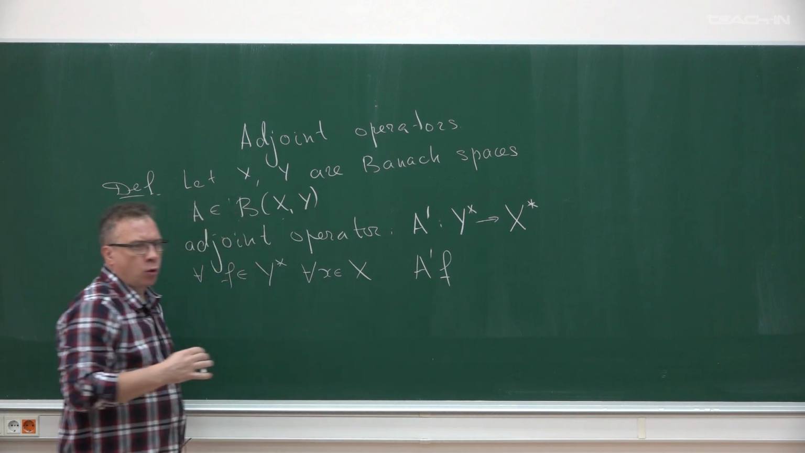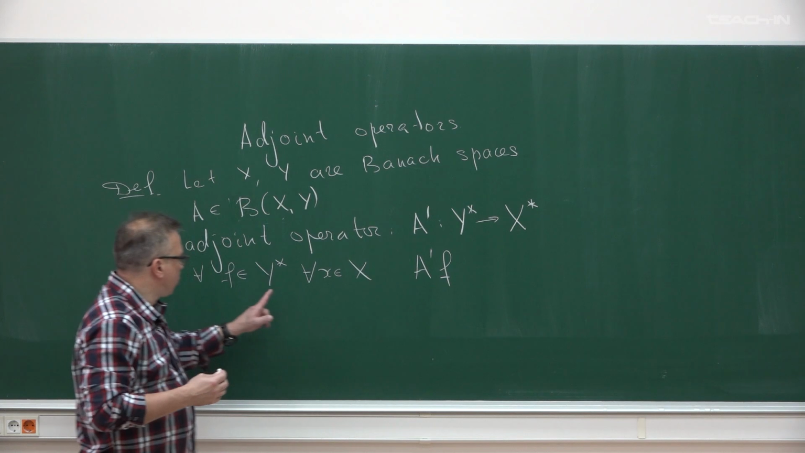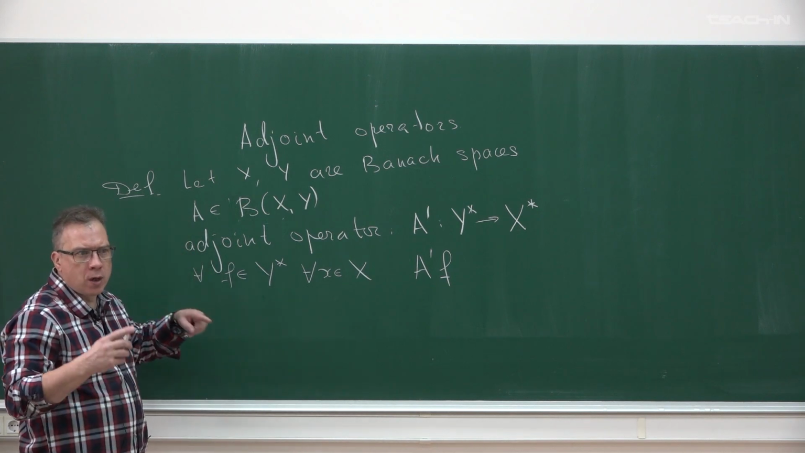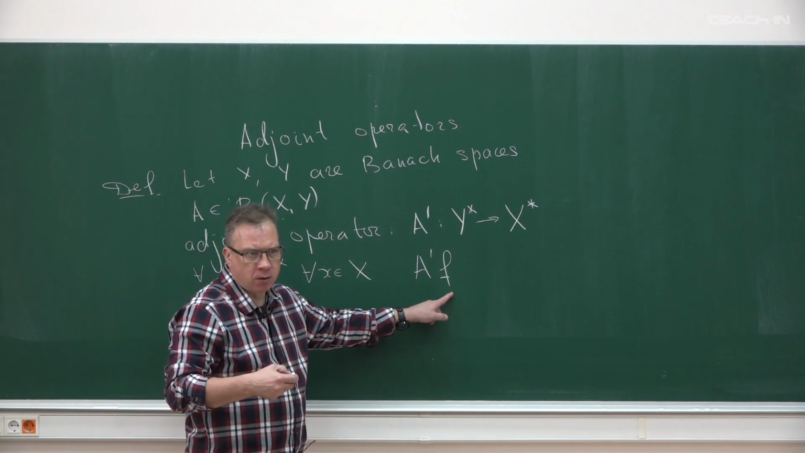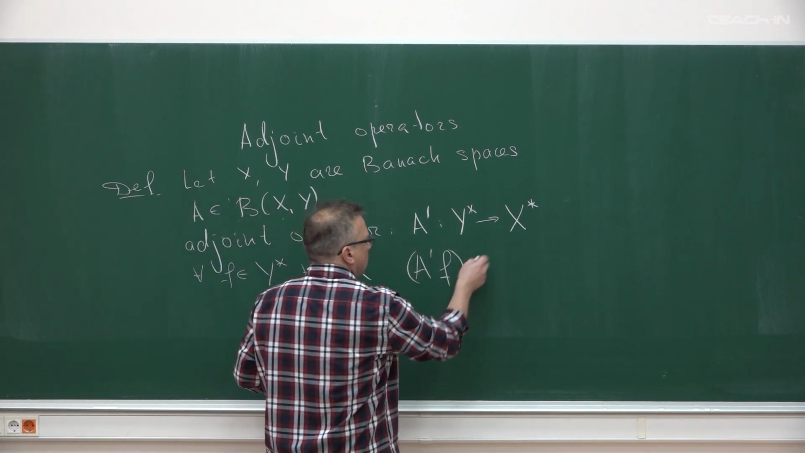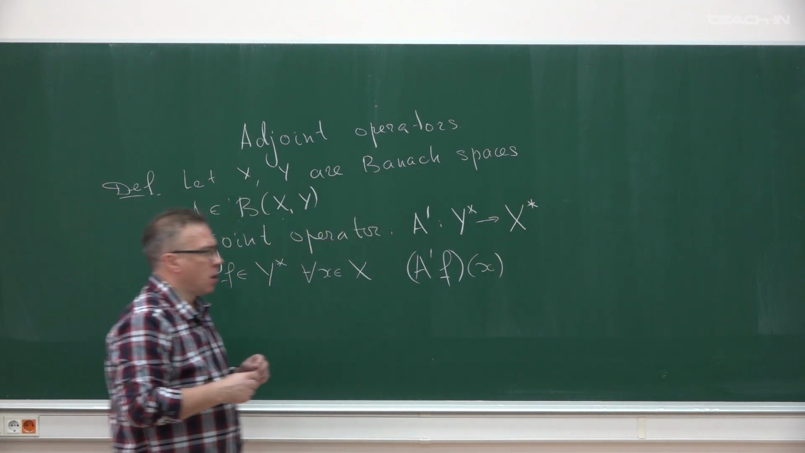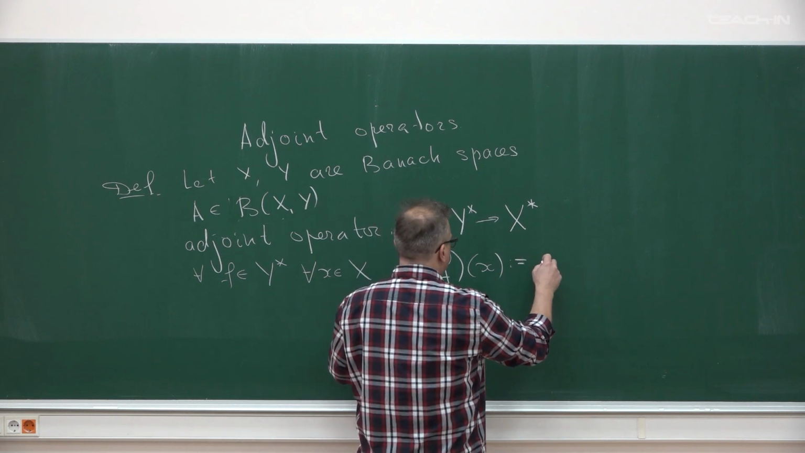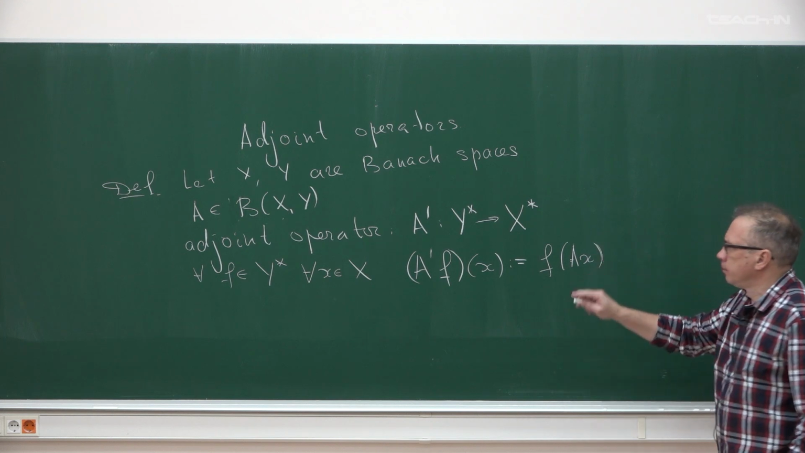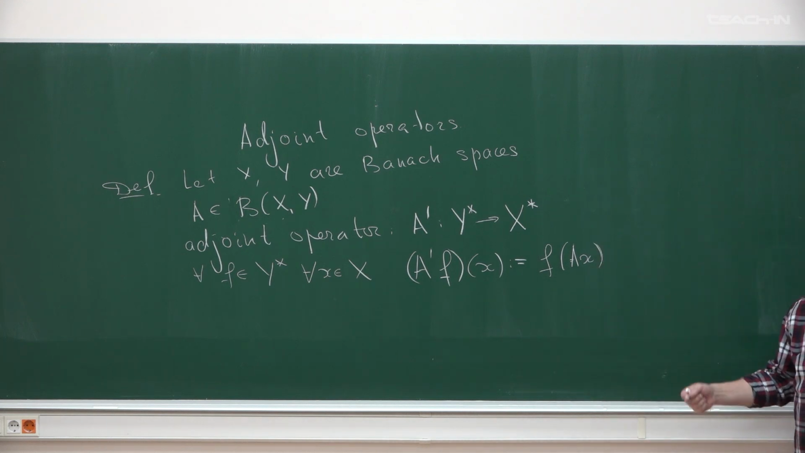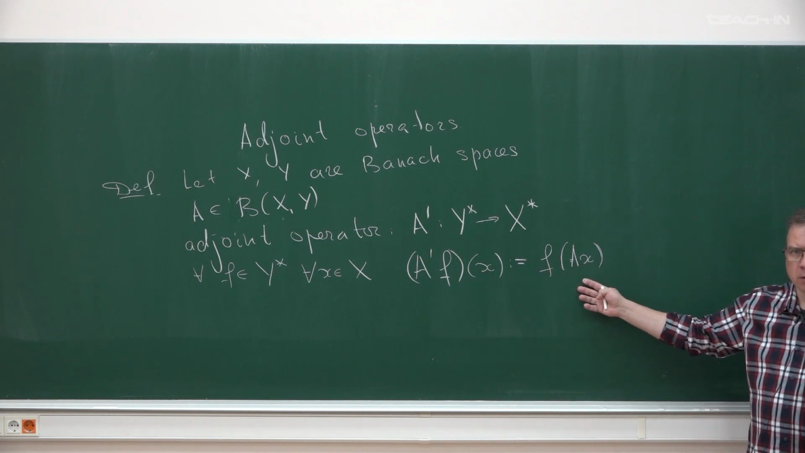let's understand what happens. We act by the operator on the functional f, which belongs to Y star. So we go to X star. So it is a new functional from X star. And we can act by this functional on the element x. And the definition is that it is f of Ax. We define the left side through the right side.